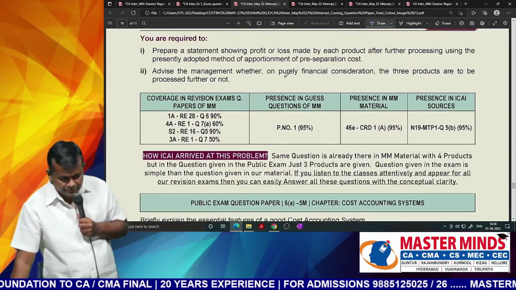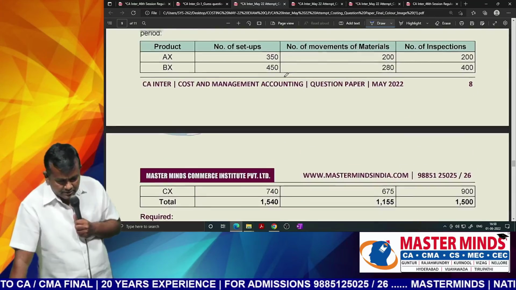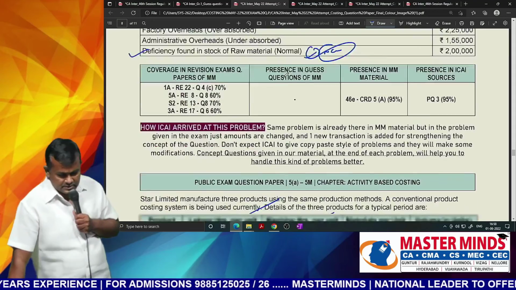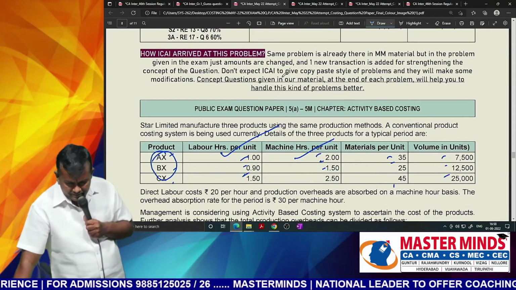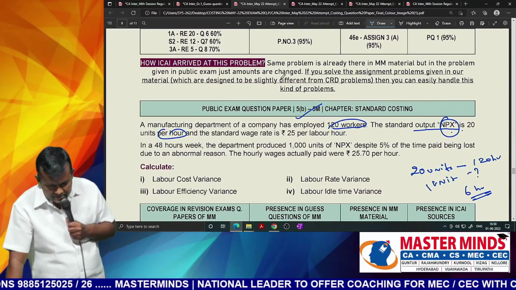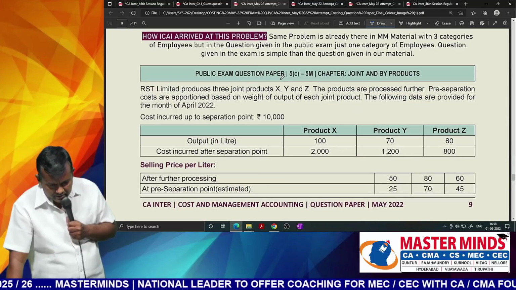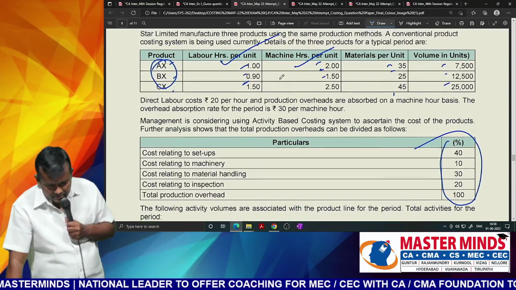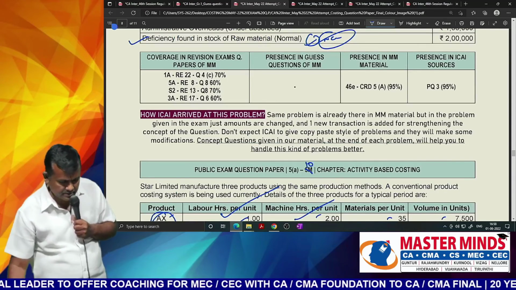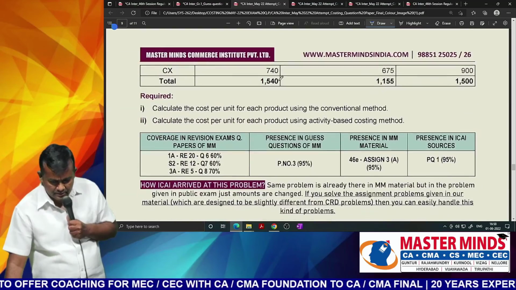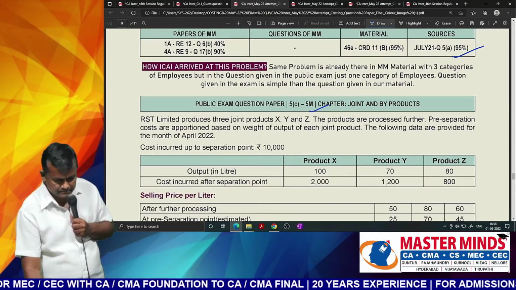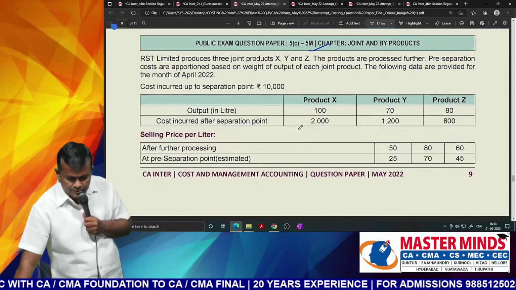Next. So 5th question completed, sir. In the 5th question, one question is activity based costing 10 marks. Next standard costing 5 marks, sir. 5A, this is the 10 marks, sir. 5A 10 marks. 5B 5 marks. 5C 5 marks. Joint and byproducts. So no surprising issue.